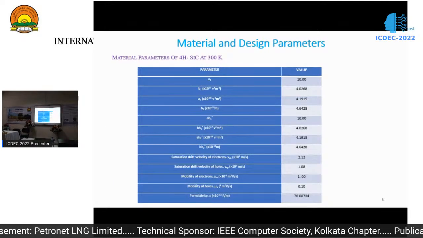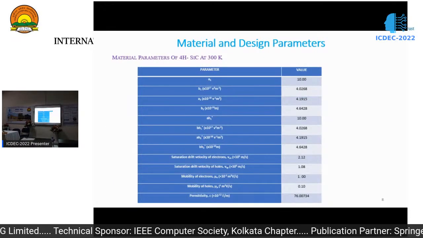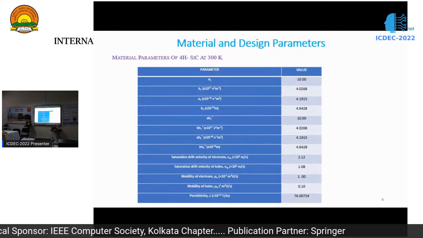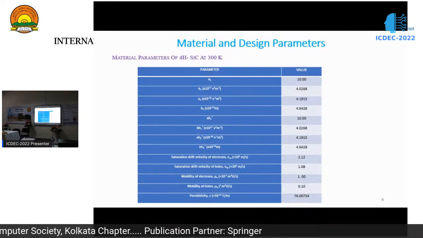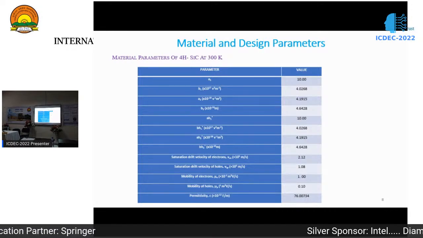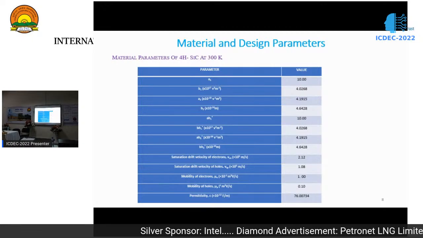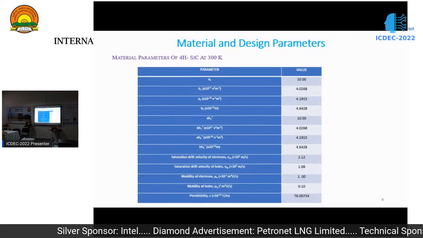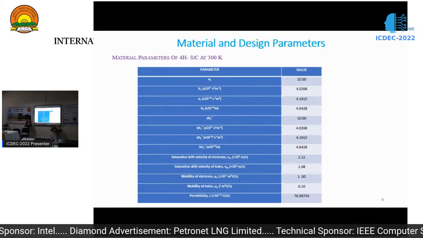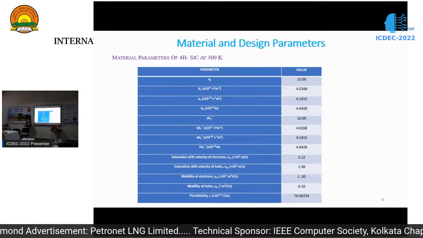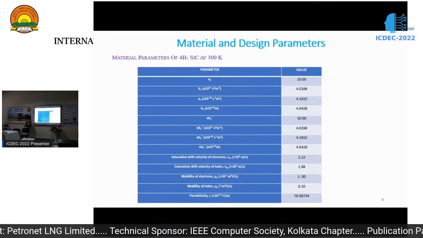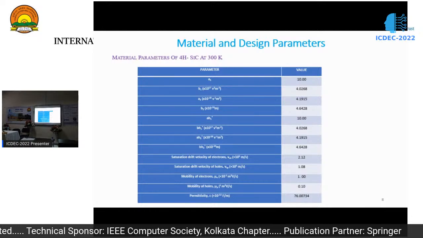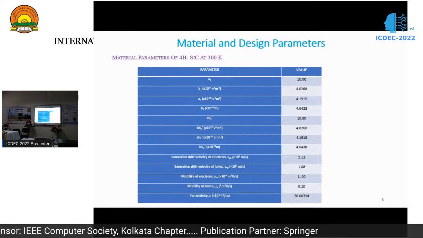This is basically the material parameters used for silicon carbide. It is 4H silicon carbide we are using, and it has a band gap energy of 3.43 electron volt at room temperature. You can see the saturated drift velocity is very high, 2.12 into 10 to the power 5 meter per second. For silicon carbide, the saturated drift velocity for electron and hole are different.